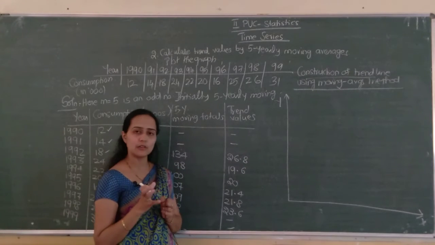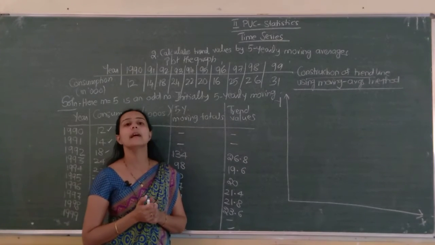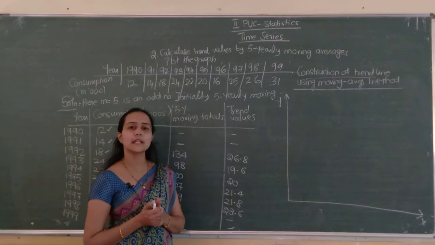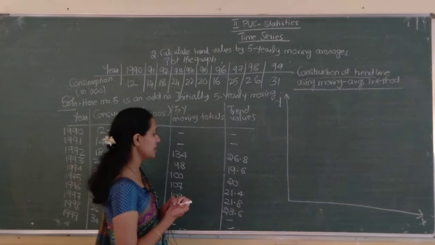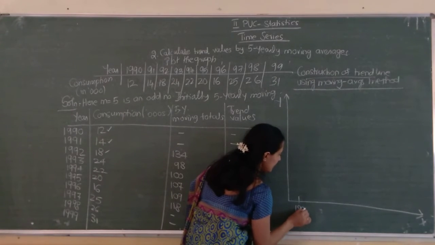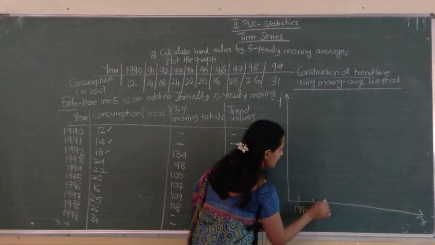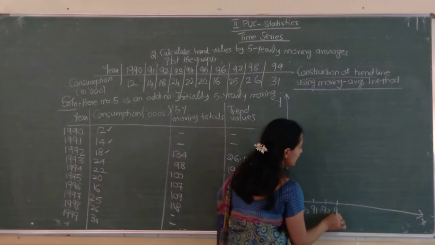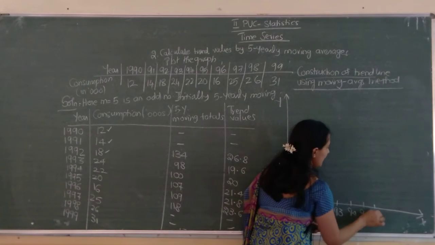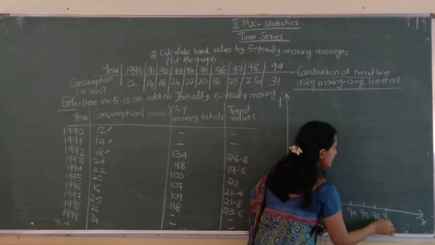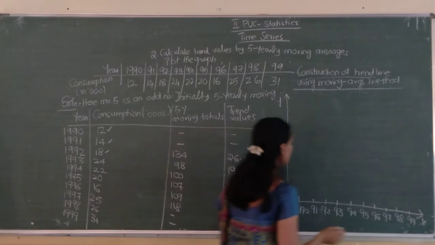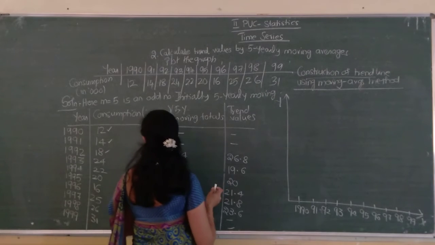After that, along x-axis which one am I taking? I am taking years. Along y-axis we have to take consumption. So year starts from 1990. 1990. Next 91, 92, 93, 94, 95, 96, 97, 98, 99. So here it is 12.